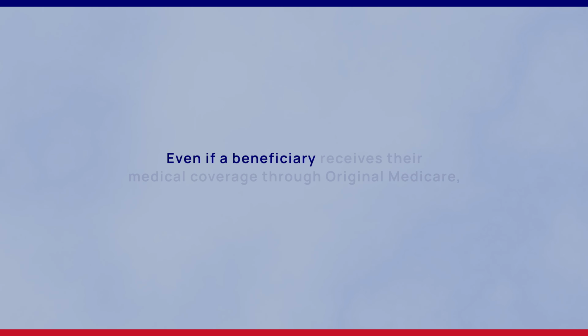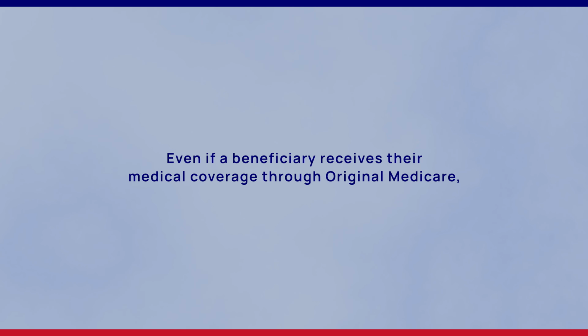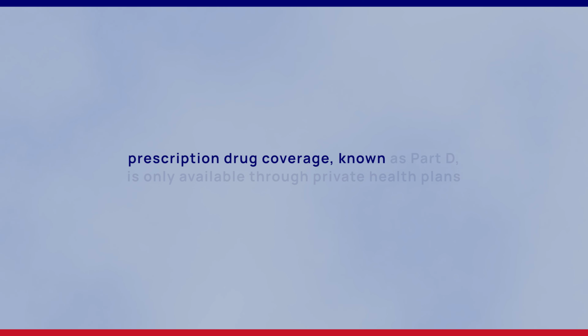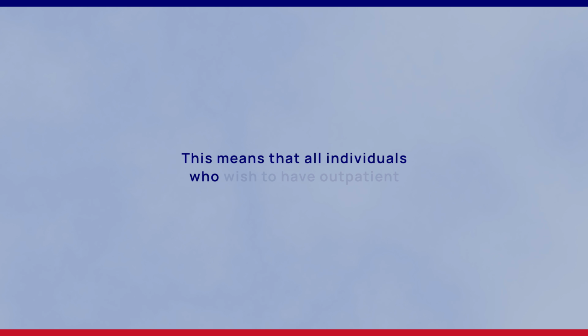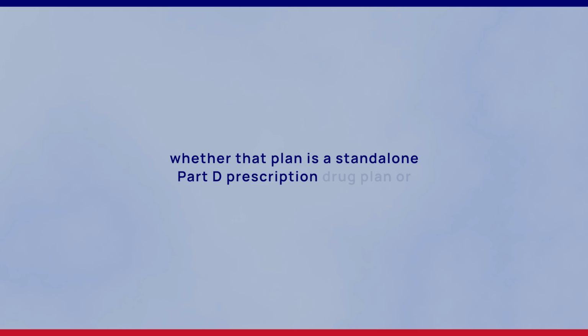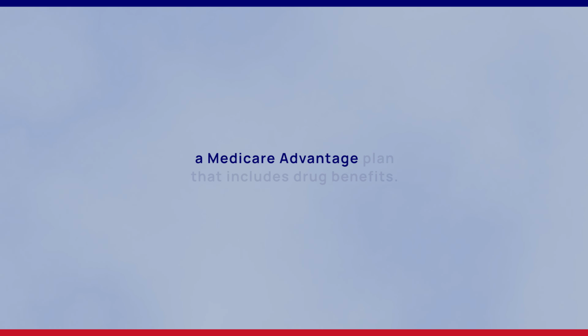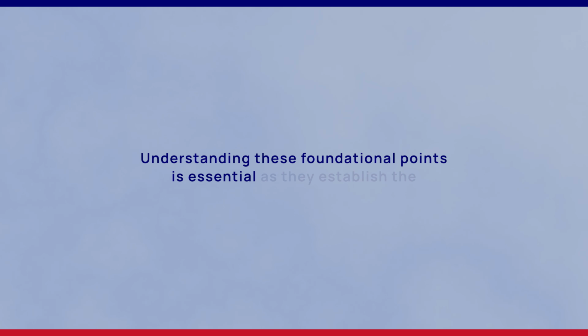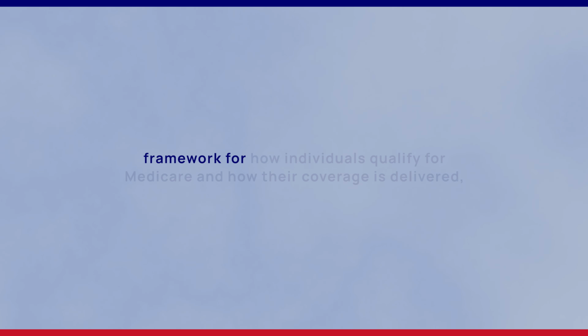Even if a beneficiary receives their medical coverage through Original Medicare, prescription drug coverage, known as Part D, is only available through private health plans that have contracts with Medicare. This means that all individuals who wish to have outpatient prescription drug coverage must enroll in a Medicare-approved private plan, whether that plan is a standalone Part D prescription drug plan or a Medicare Advantage plan that includes drug benefits. Understanding these foundational points is essential, as they establish the framework for how individuals qualify for Medicare and how their coverage is delivered, administered, and paid for.